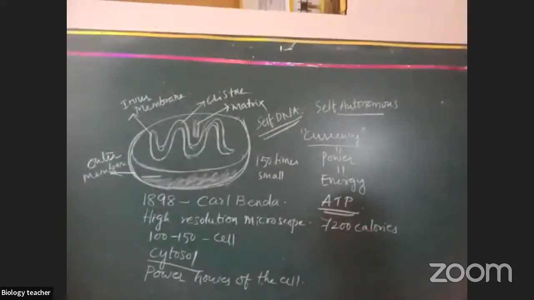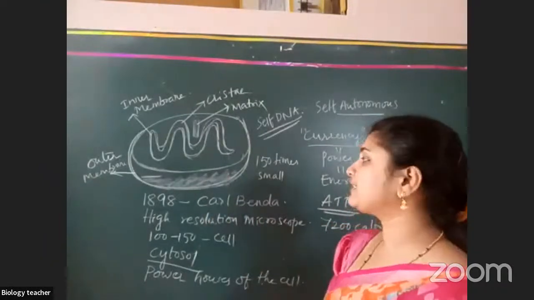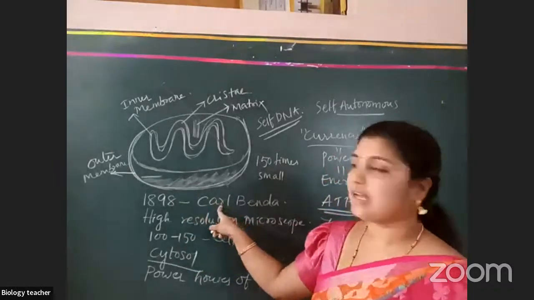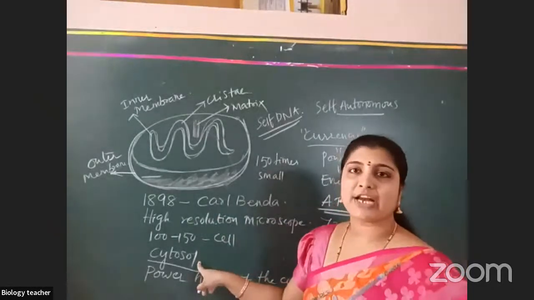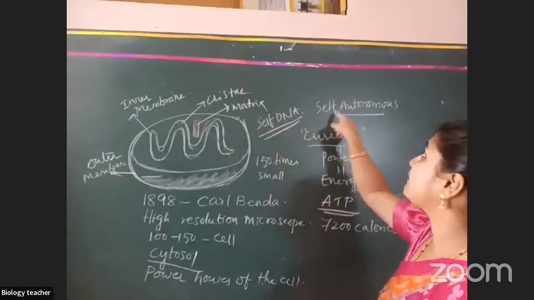You have to remember the extra topic, as you already have the state books. In 1898 it was discovered by Carl Benda with a high resolution microscope. They are freely scattered in the cytosol, and they also have their own DNA, which makes them self-autonomous bodies.